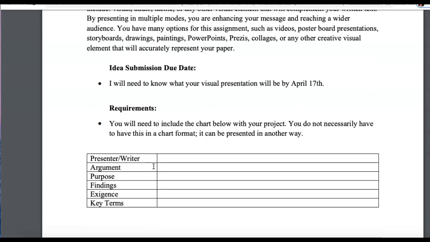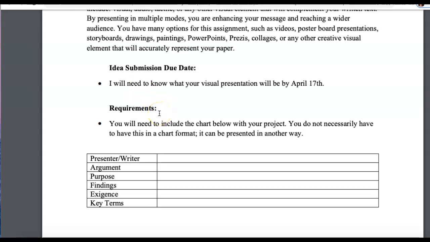But, okay, so here it says, I will need to know what your visual presentation will be by April the 17th. So I moved that to April 24th. It could just be a couple of sentences just telling me what you plan on doing and why. And that's pretty much it. It will be on Blackboard. The tab for it will be on Blackboard anyway.